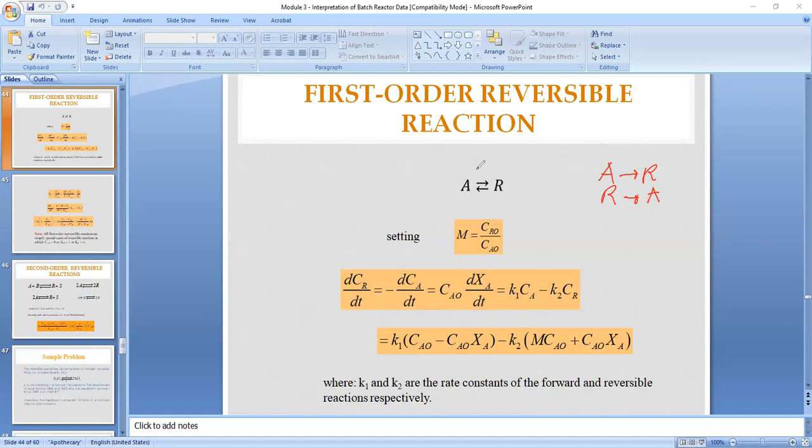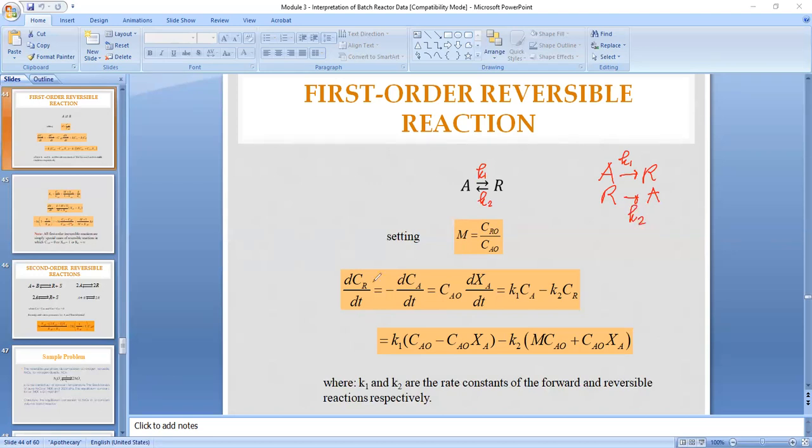So this is what I mean. Let's say you have K sub 1 and K sub 2 for the rate constants of the forward and the reverse reaction respectively. So I write this reversible reaction into two separate irreversible reactions: A forming R with rate constant K sub 1, and R forming A with rate constant K sub 2.